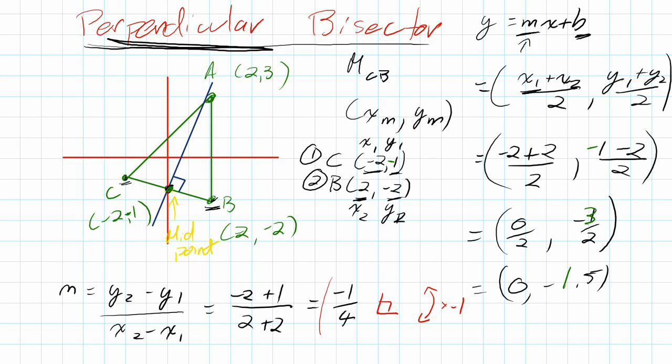So in this case, this is our slope of CB. To find the reciprocal, we're going to flip it. So it becomes 4 over 1. And technically it's -4 over 1 times -1 will give us positive 4 over 1. Or I'm going to write that as just the number 4.